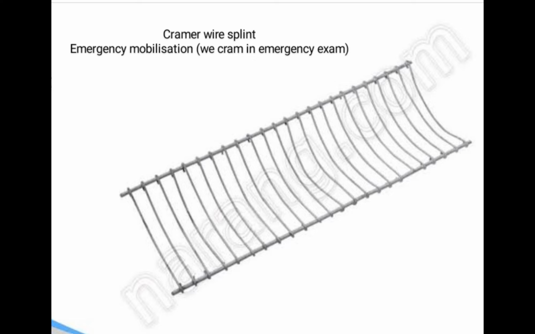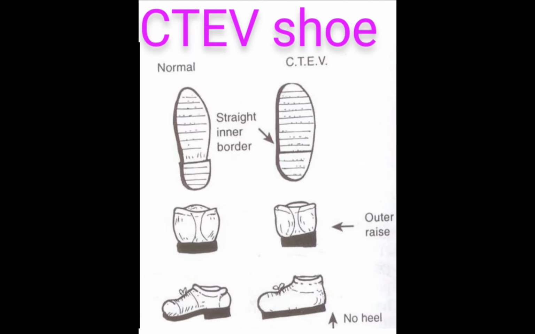Then we have the Kramer wire splint. This is used in emergency immobilization. Remember that we cram in an emergency exam, that is without any notification. If we get an exam, then we cram. So in the emergency, we use the Kramer splint. Then this is the image of the CTEV shoe. In the CTEV shoe, congenital talipes equinovarus, basically what we will have is a straight inner border, outer shoe raised and no heel. Outer shoe will be raised and inner border will be straight. These three characteristics we need to remember.